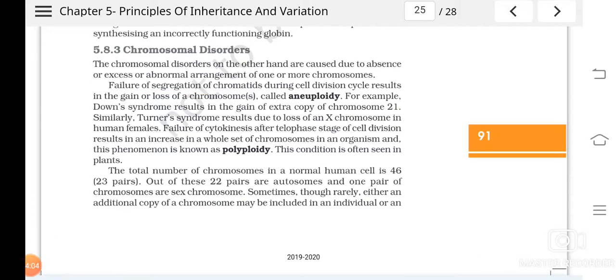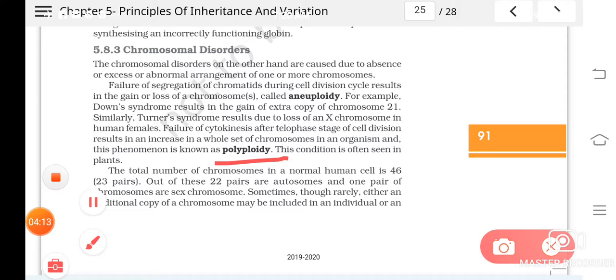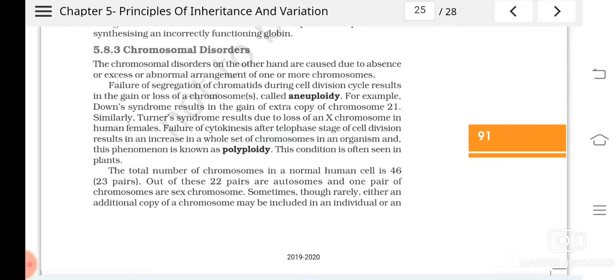Another condition that causes chromosomal disorders is known as polyploidy, where the whole set of chromosomes is more. For example, in human beings 46 chromosomes are there. They are actually two sets, isn't it? Two sets of chromosomes, one set coming from one parent and the other from the other parent. But here three sets may be there, four sets may be there, and this condition is known as polyploidy. This is happening due to the failure of cytokinesis after the telophase stage.